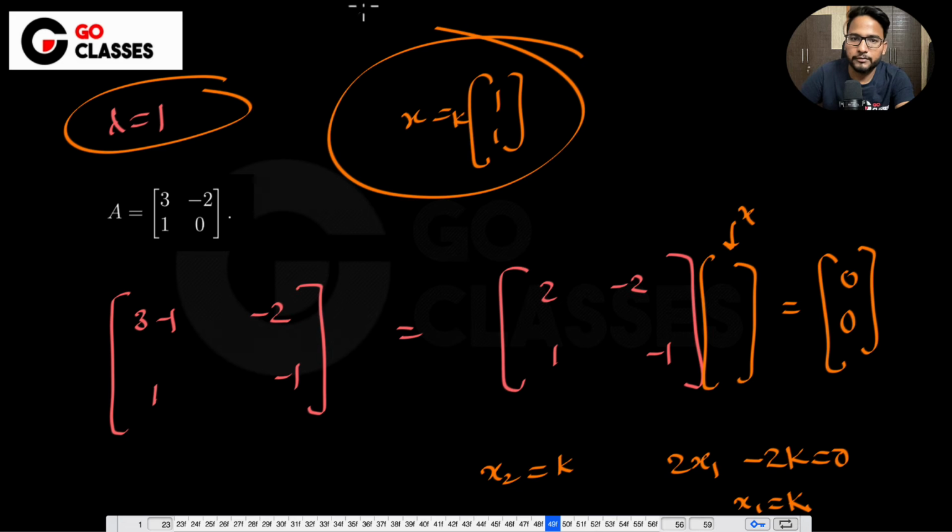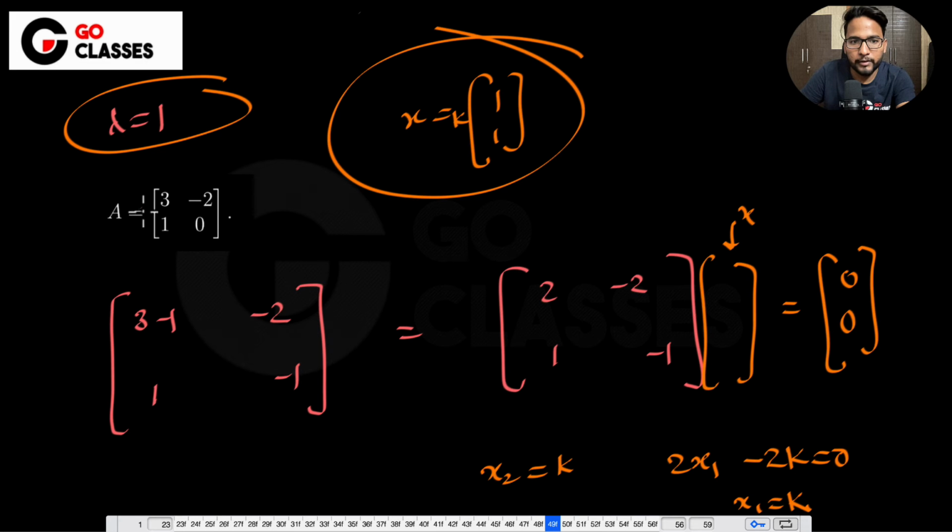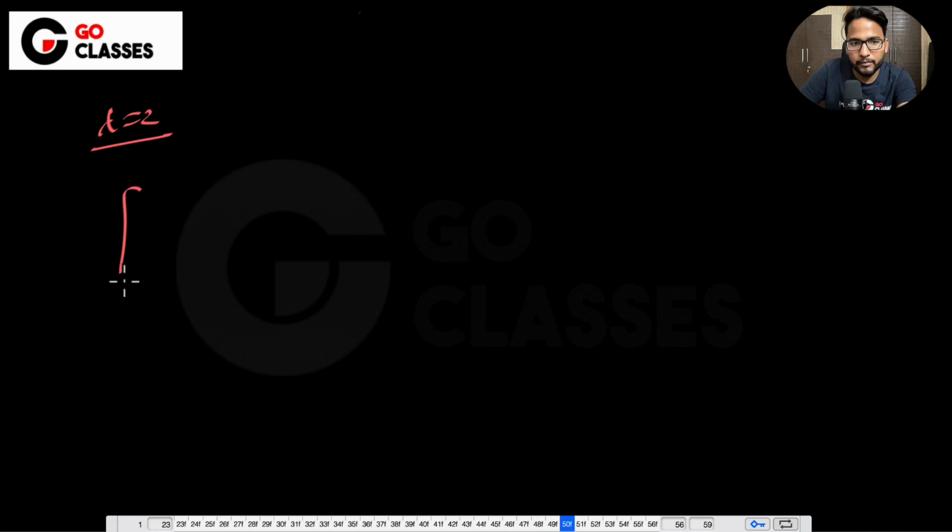Let us now solve. Okay, so let's now solve for lambda equal to 2 also. Now for lambda equal to 2, we will be having 3 minus 2, which is 1, and it will be minus 2, right? So 1, minus 2, 1, minus 2. Okay, so it will be 1 minus 2, 1 minus 2, right?